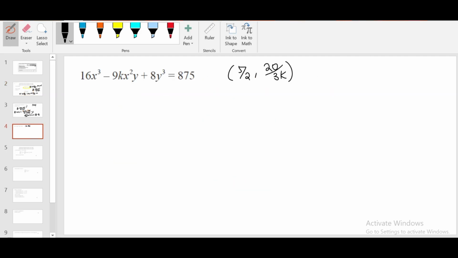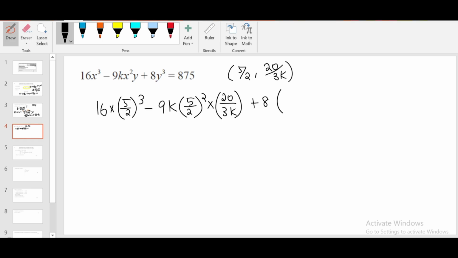Okay, I have taken the function and the point here. Now I'm going to sub in the point here. 16 times x cubed minus 9k x squared times y plus 8y cubed, with y as 20 over 3k, whole cubed. Put the 875 also, this side is equal to 0.